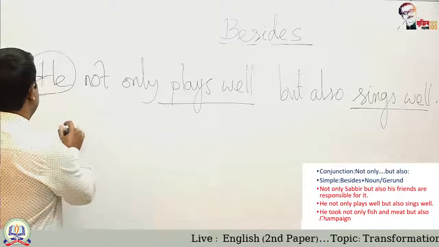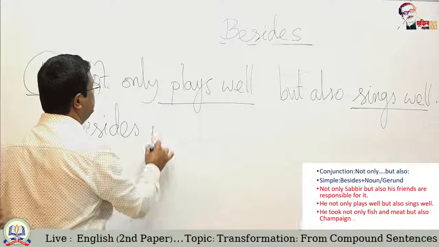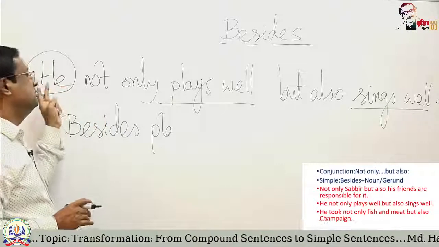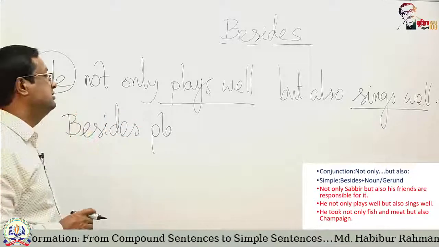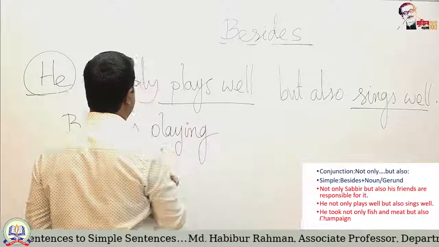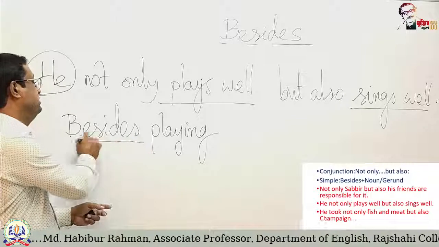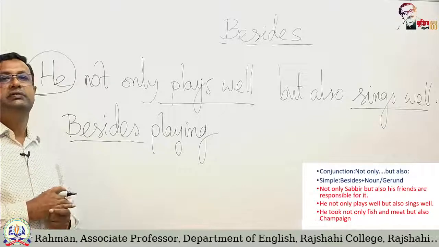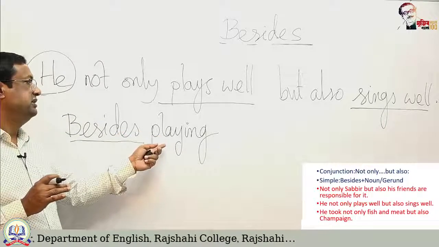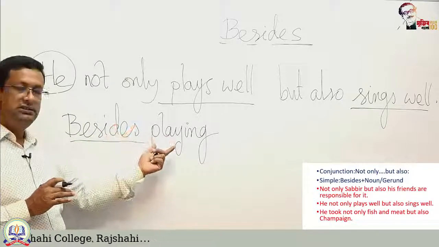So besides playing well, and where is he? He will be used later on. Without the subject, our sentence will not be complete. Besides playing, I am using the ing form. This is called a gerund. Why gerund? Why not present participle? Gerund because there is a preposition, besides. After any preposition, if you find any ing form verb, then you will call this a gerund, not a present participle. But if there is no preposition, then this is a present participle.